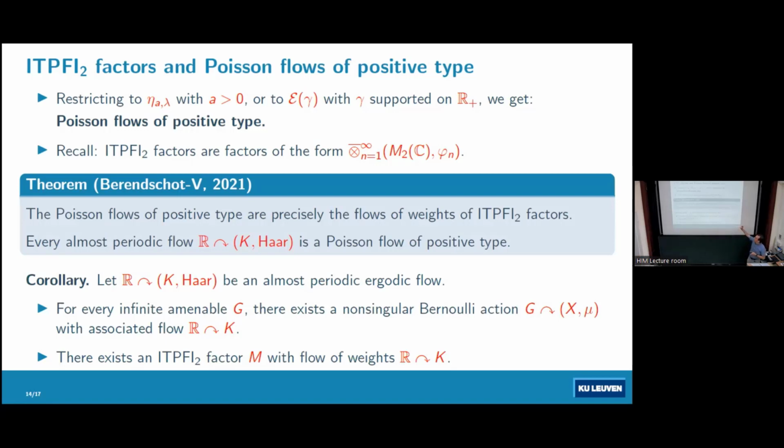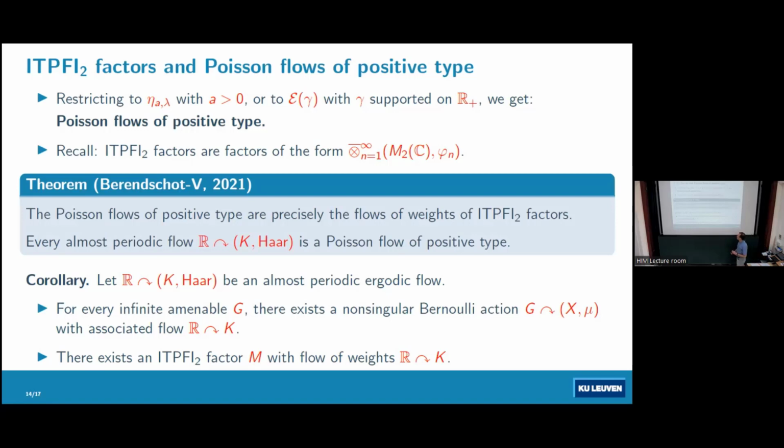Now here is an interesting thing. How can you go, for instance, from a negative type to a positive type Poisson flow? By just reversing time. If I have an action of the real line, I can look at the action of minus t. And here is, to me, a very intriguing open problem. If I give you an ITPF1-2 factor, and I reverse its flow of weights, I don't know whether this is still an ITPF1-2 flow. And it is quite remarkable that this seems to be really a difficult problem.